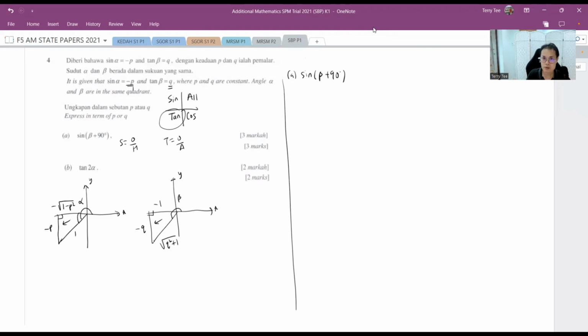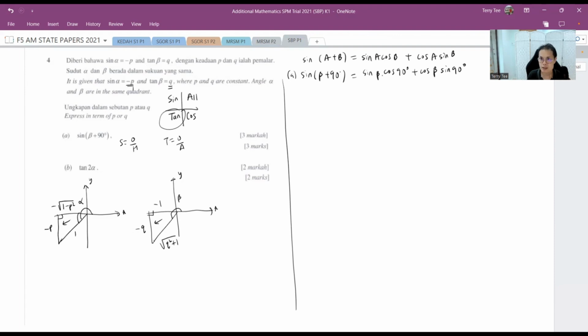Okay, so here we get to use the sine A plus B formula, the addition formula. It works like this: sine A cos B plus cos A sine B. Okay, my A is beta. Let's write beta. My B is 90 degrees. So cos 90. And then cos A, which is cos beta, sine 90.